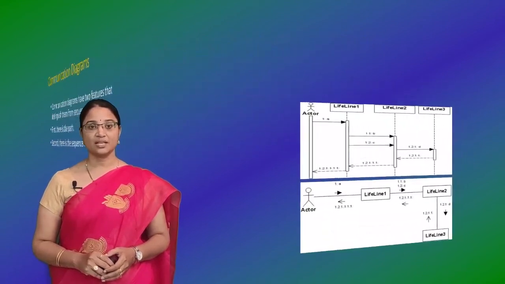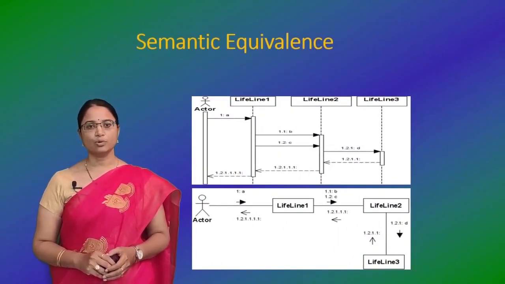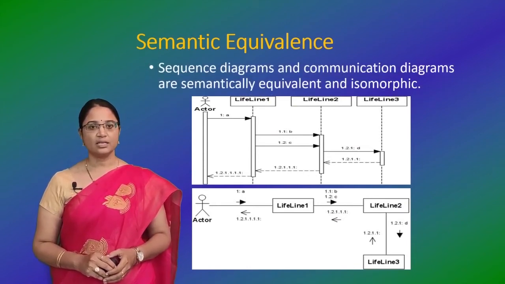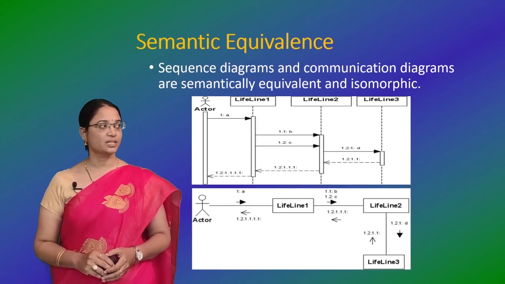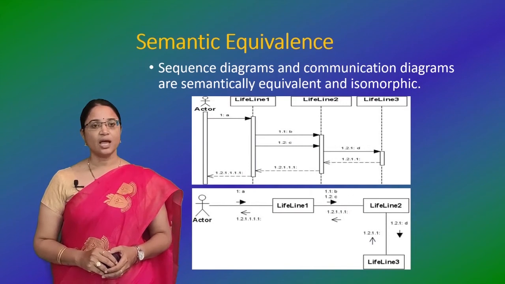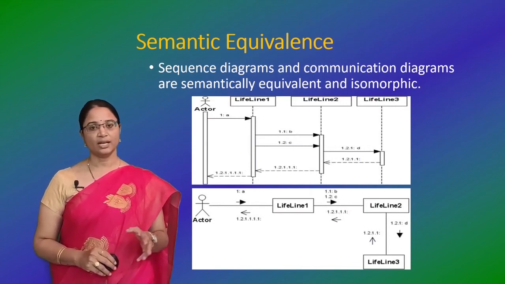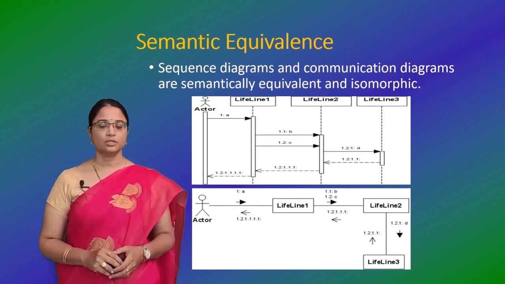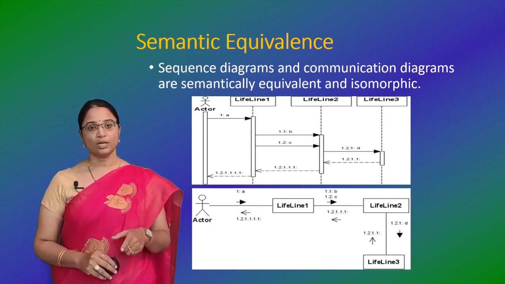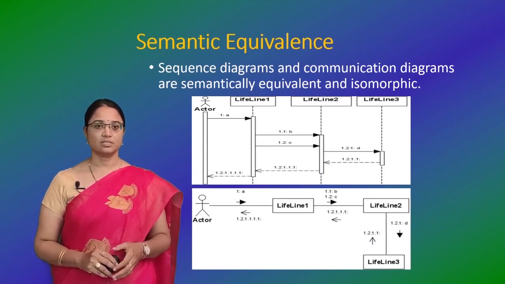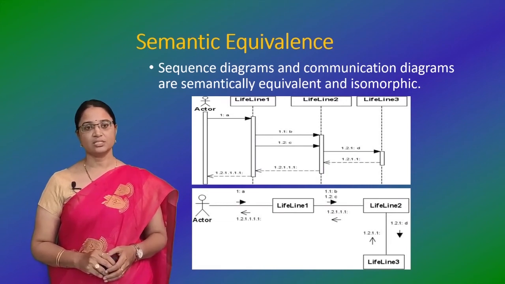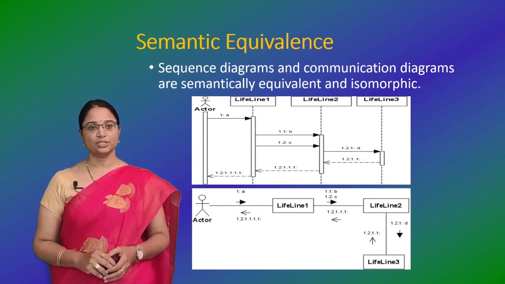Next, coming to the semantic equivalence. Because they both derive from the same information in the UML's meta model, sequence diagrams and communication diagrams are semantically equivalent. So if you see the figure here, it has an actor, lifeline 1, lifeline 2 and lifeline 3. These are the different objects. The communication taking place is represented by 1A, 1.1B, 1.2C. These are the subsequences. So for the same figure which we have represented as a sequence diagram, you can transform it into a communication diagram.